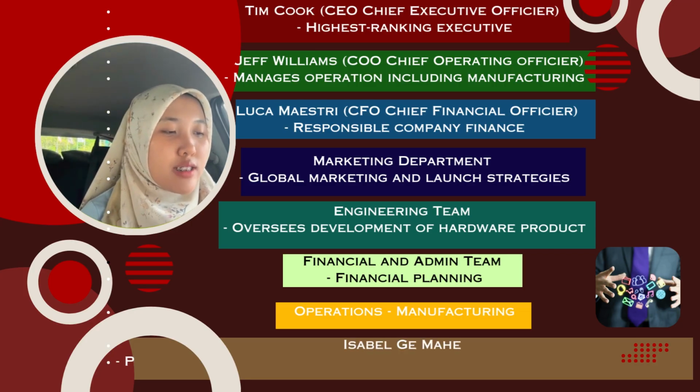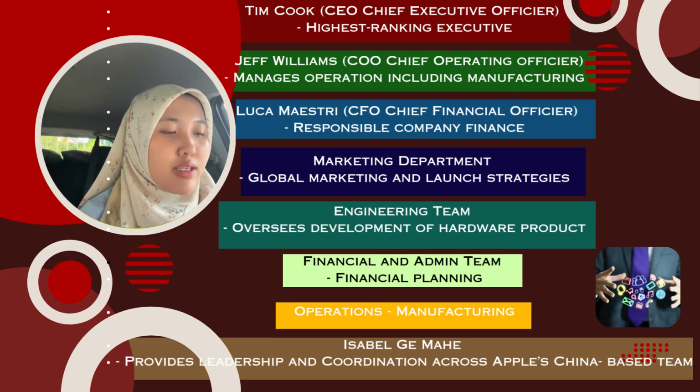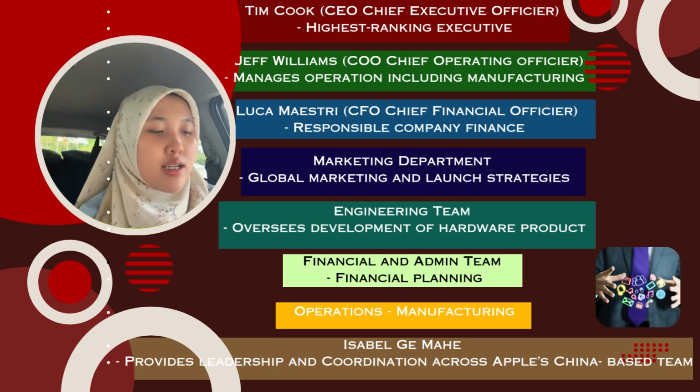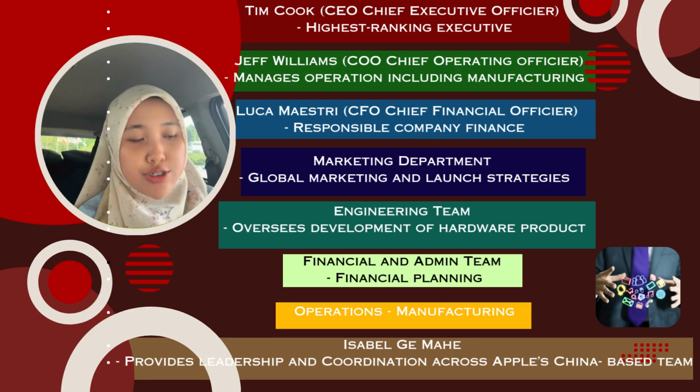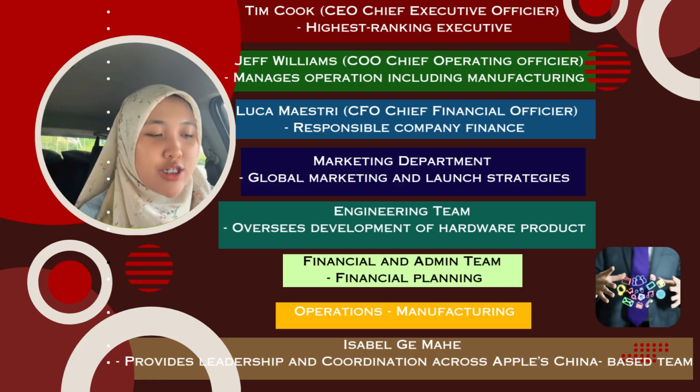The engineering team oversees development of hardware products like the iPhone, iPad, and Mac, and leads development of Apple operating systems. The finance and admin team handles financial planning, treasury and cash management, investor relations, records and documentation. Operations responsibility is manufacturing, supply chain management, quality control, and global sourcing and procurement. And the last one is Isabel Ge Mahe, providing leadership and coordination across Apple's China-based team.